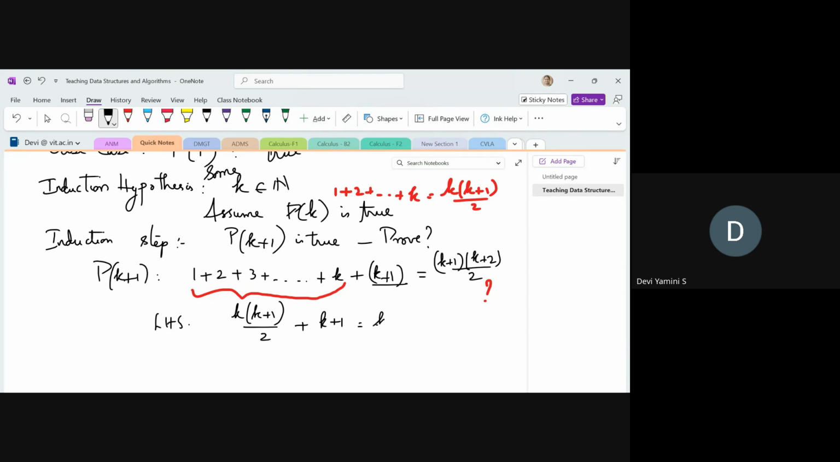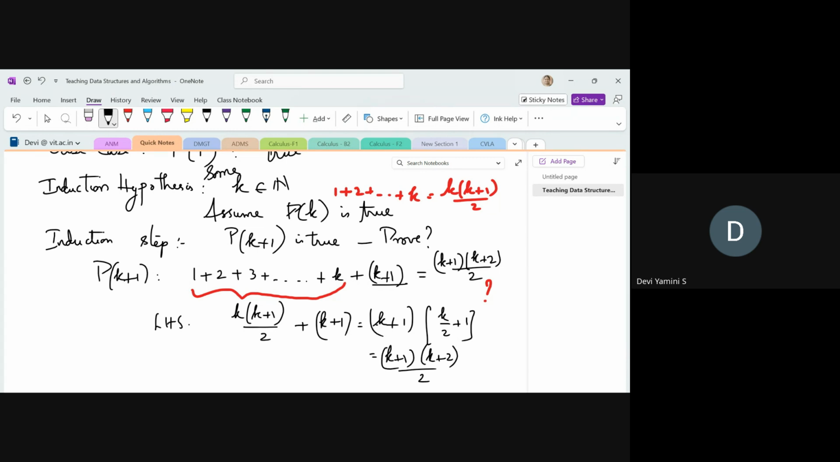So K plus 1 being common in both the terms, I take it out. So what is remaining? You have K by 2 plus 1, which is nothing but K plus 1 into K plus 2 divided by 2. So we have got this expression.